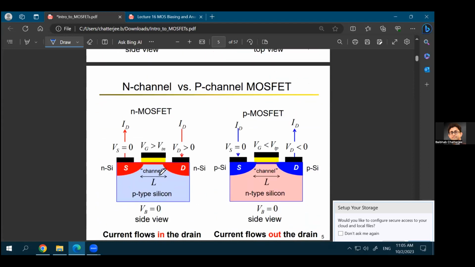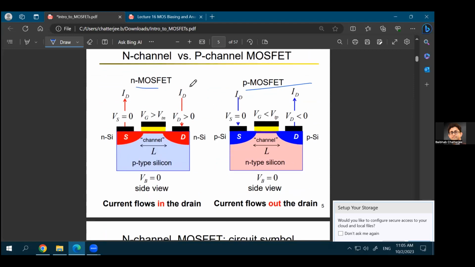All right. Now coming back to N-type MOSFET and P-type MOSFET. What is the difference between N MOSFET and P MOSFET? For an N-type MOSFET, your body or the bulk will be a P-type silicon. So that's something that's just the opposite. So why is it the opposite?